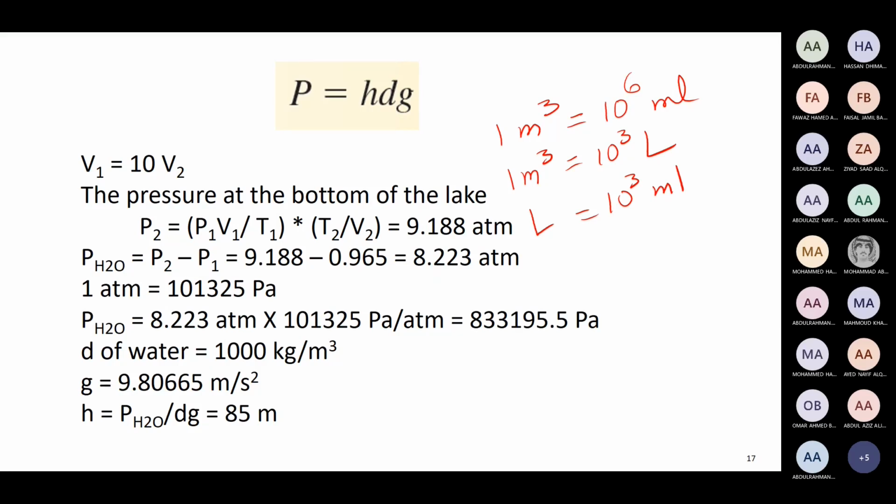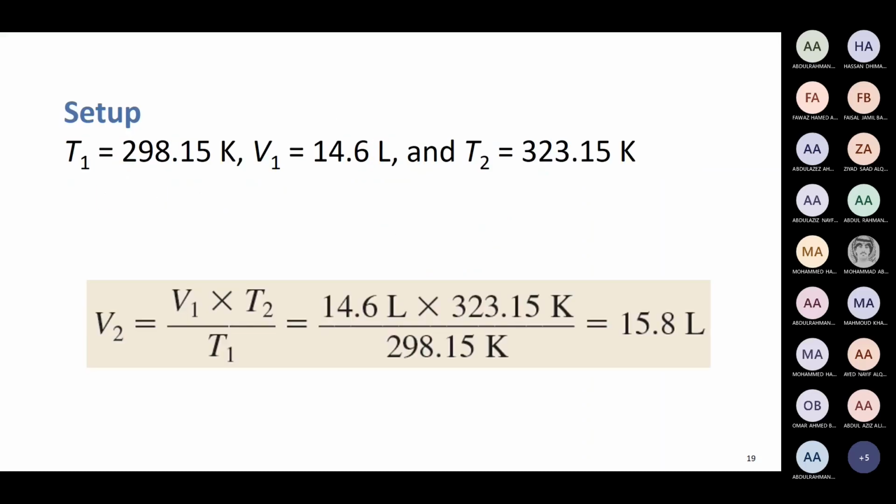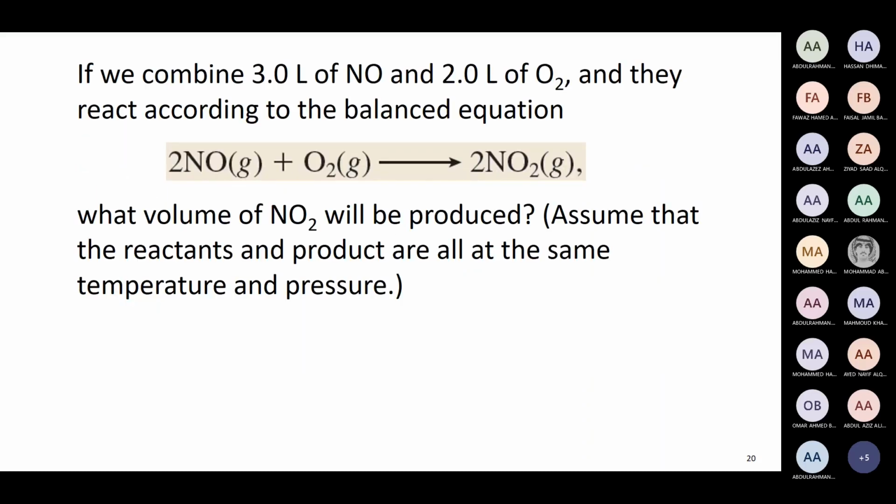Good. A sample of argon gas that originally occupied 14.6 liter at 25 degrees C was heated to 50 at constant pressure. Which law are you going to use? Quickly. V1 over T1 is equal to V2 over T2. What's the name of this law? Charles' law, exactly. I hope you can do it very easily. This is the answer. I'm not going to spend much time.